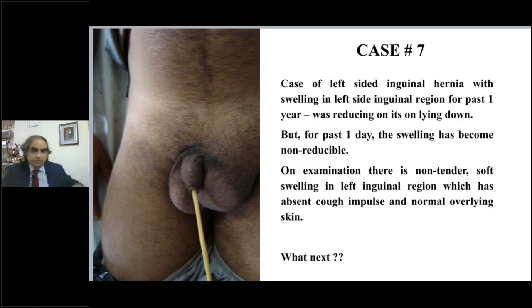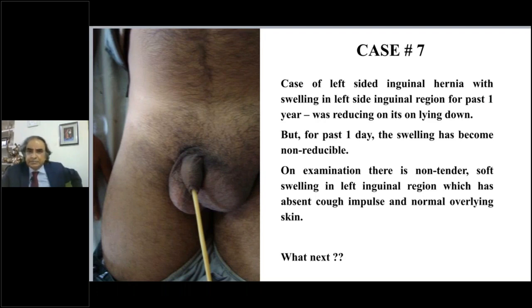So it's a non-tender swelling, and it is not strangulated. And sir, I'd ask if the patient is passing flatus and motion. Yes. And so it is not obstructed also, but it is non-reducible. It is simply irreducible for the last 24 hours. It is not obstructed. And the skin overlying is normal, and with the absent cough impulse, sir, absent cough impulse. Yes.